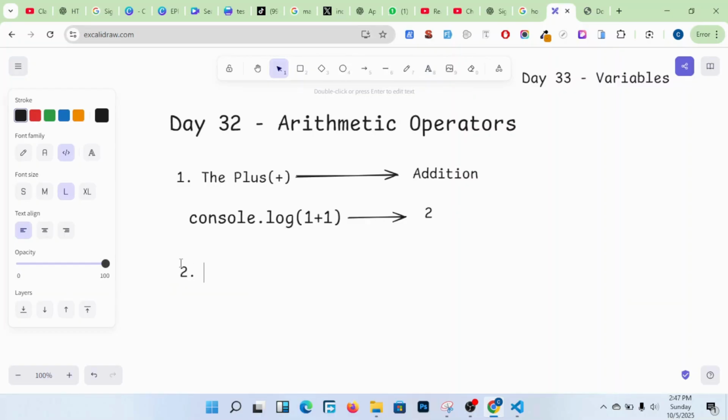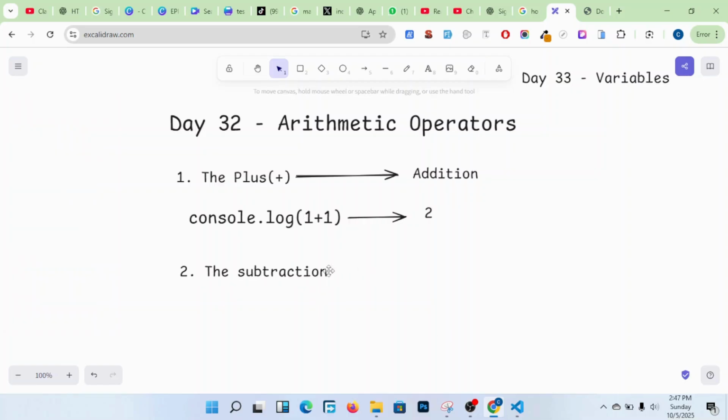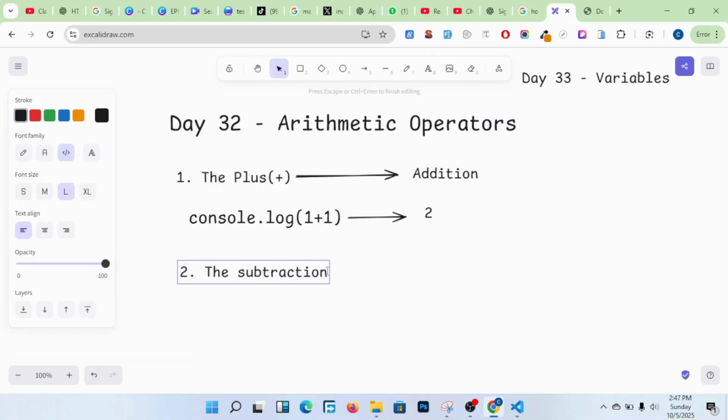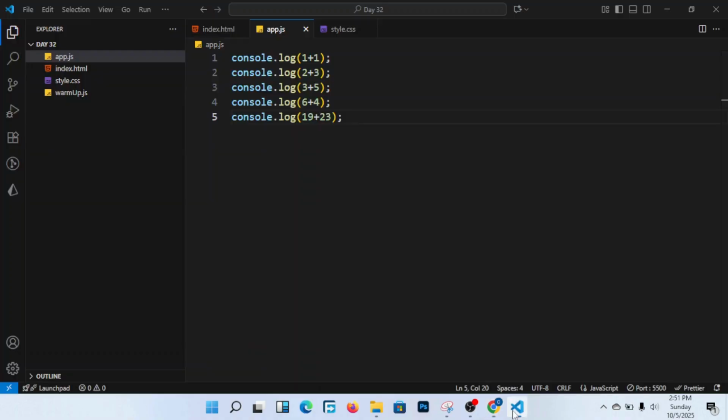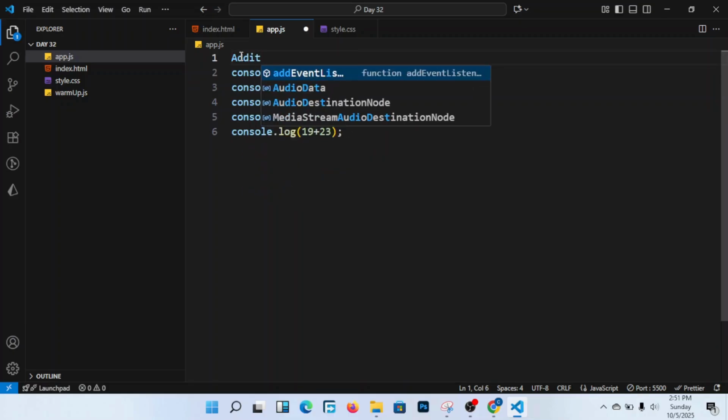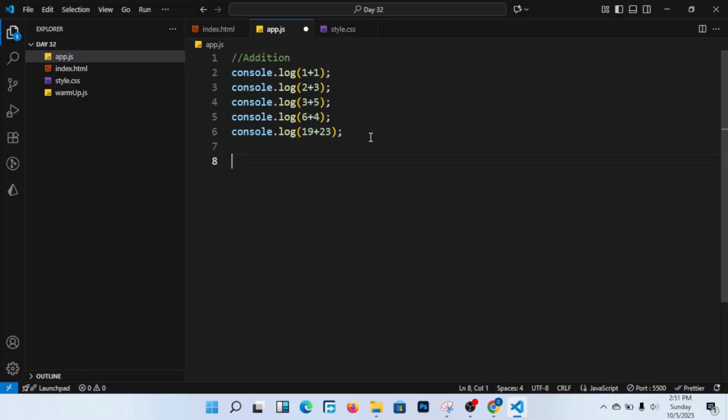The subtraction. So yes, members, we are now going to the subtraction. This one is just like the normal things that we have been doing. I can come here, for example. Now this one was addition, so I just put 2 slashes and say addition. Now here, subtraction.